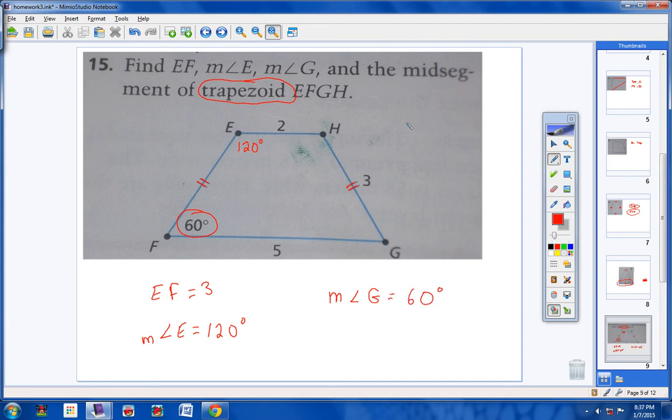Now, find the length of the mid-segment, okay? Let's go ahead and draw the mid-segment. Alright, let's find the midpoint here. The midpoint looks to be about right there. And the midpoint looks to be about right there. So here's the mid-segment, okay? Now remember, how do you find the length of a mid-segment? You add the two bases together and divide by 2. So, 5 plus 2 is 7. 7 divided by 2 is 3.5. So the length of the mid-segment is 3.5. Okay, moving on to number 16.